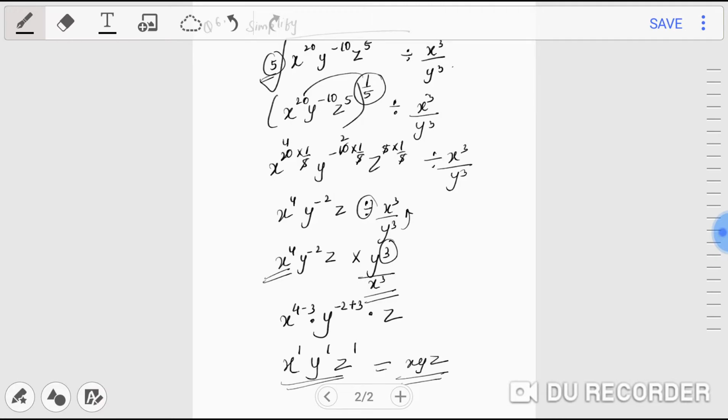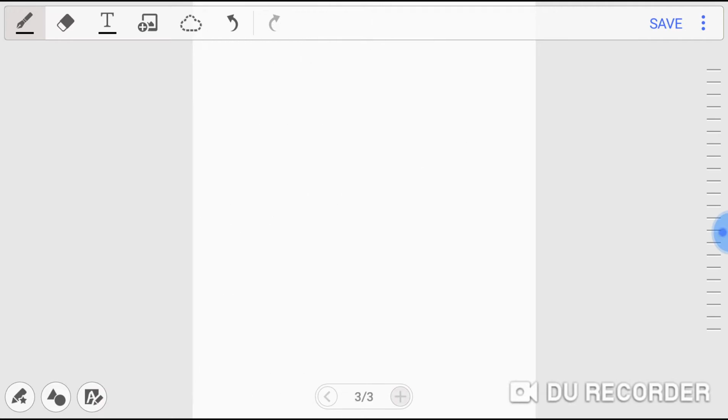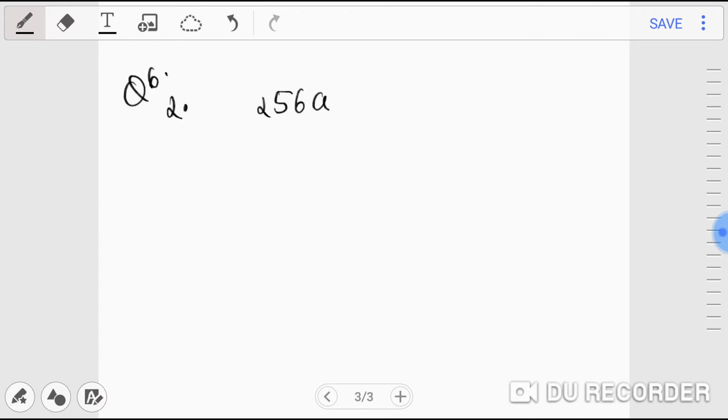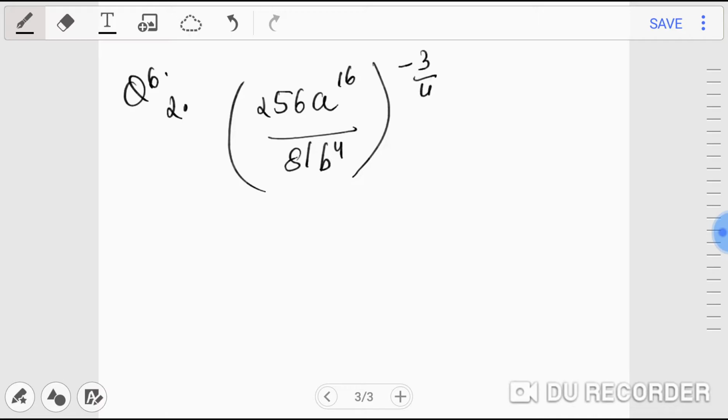Next, we have question number 6, part 2, that is the second part. 256 a raised to 16 upon 81 b raised to 4, all raised to minus 3 upon 4.